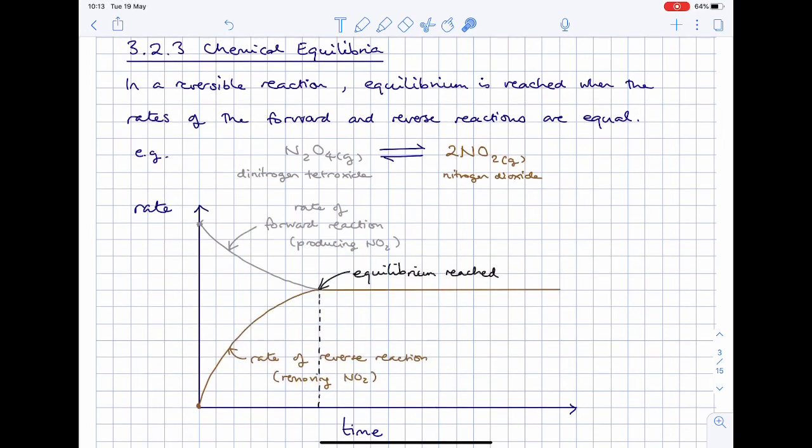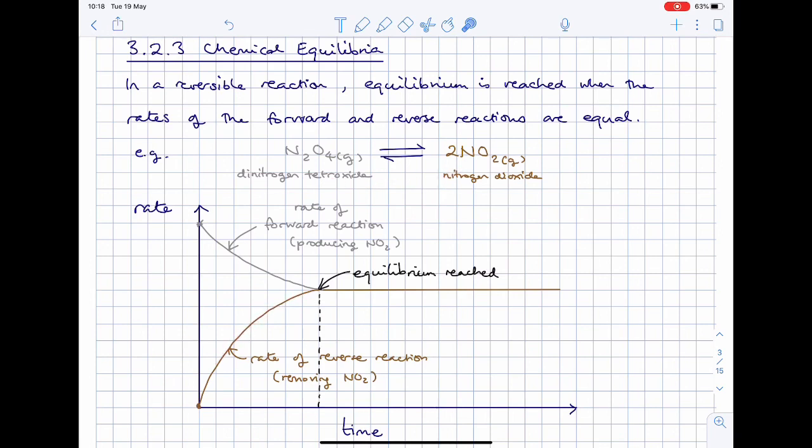Over time, as the concentration of the dinitrogen tetroxide decreases, the rate is going to decrease, and over time, as the amount of nitrogen dioxide increases as it's made, the rate of the reverse reaction is going to increase, and eventually when the rate of the forward and reverse reaction are equal, we have by definition chemical equilibrium. Be careful when you read this graph, as this is not the amount of the dinitrogen tetroxide decreasing, this is the rate of the forward reaction, and this is not the amount of the nitrogen dioxide, this is the rate of the reverse reaction increasing.